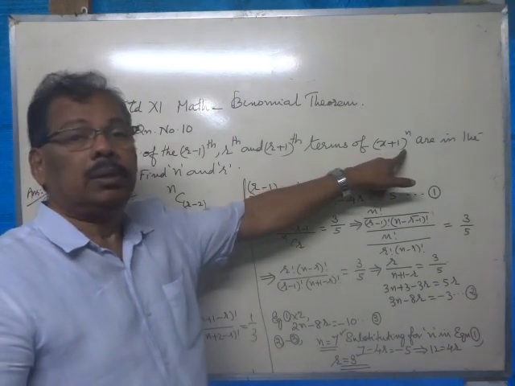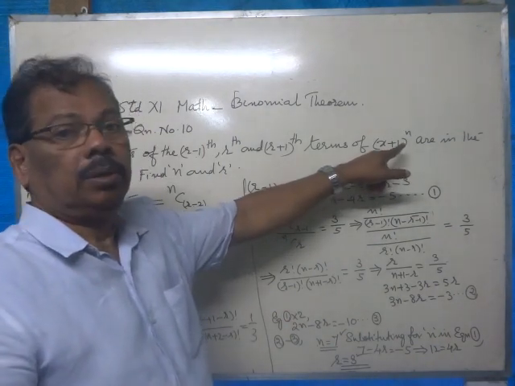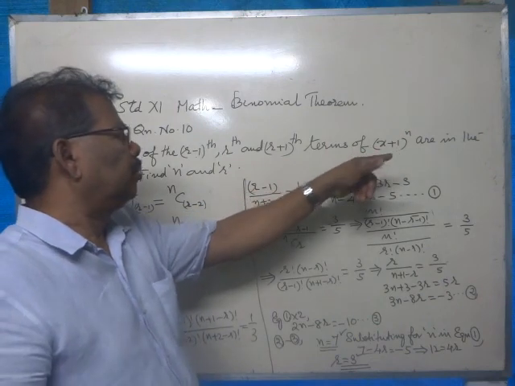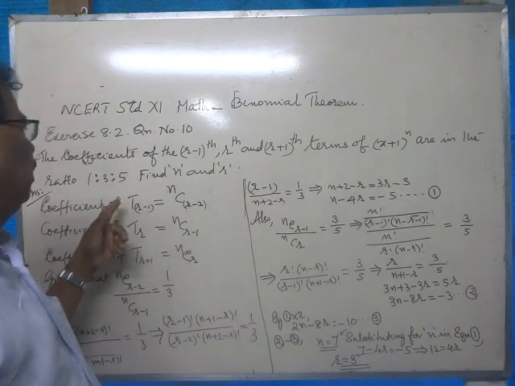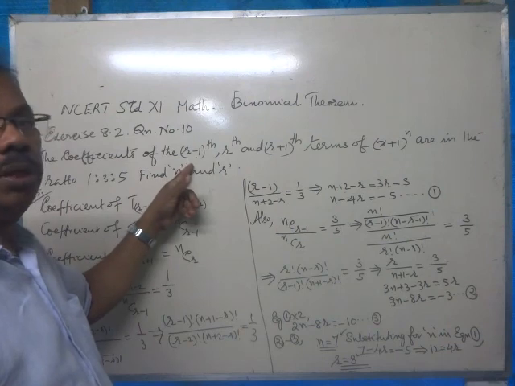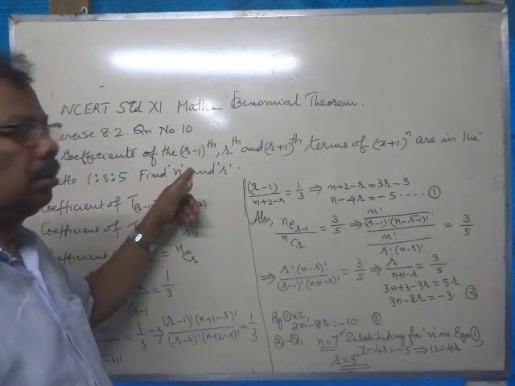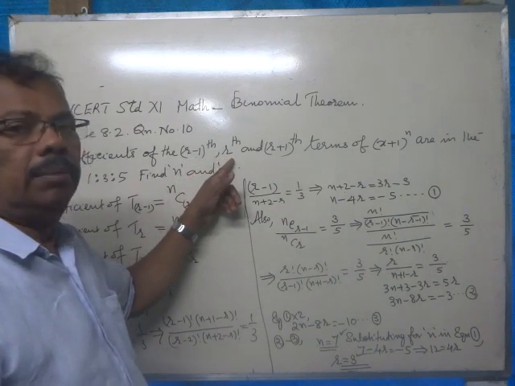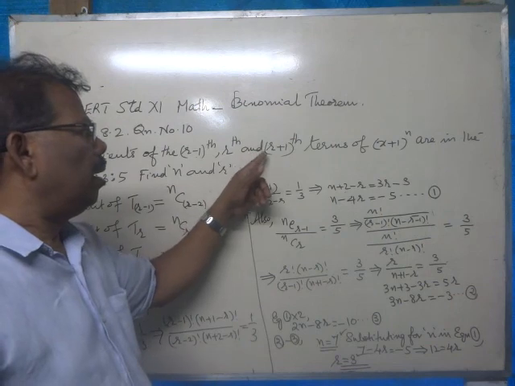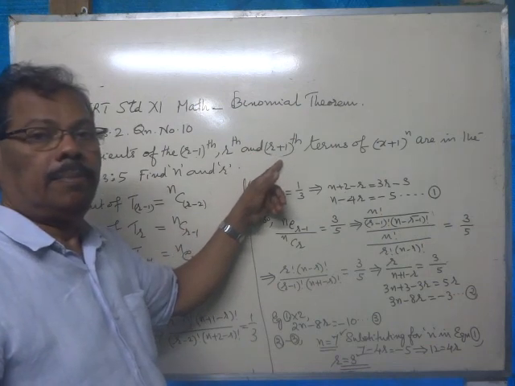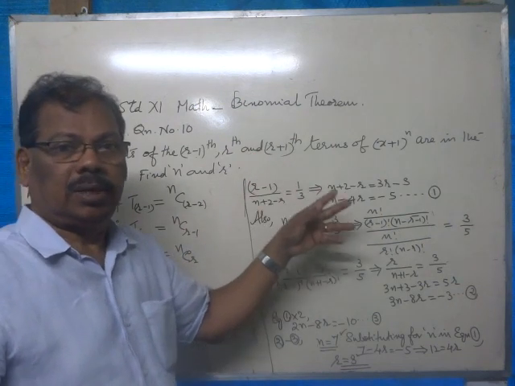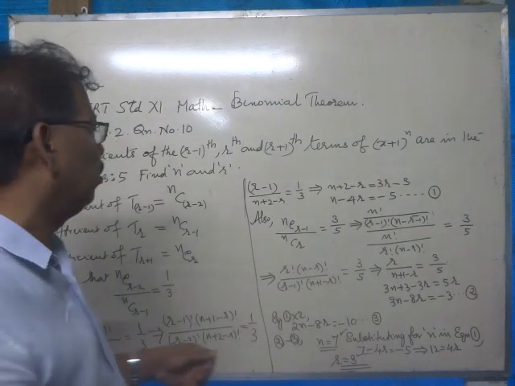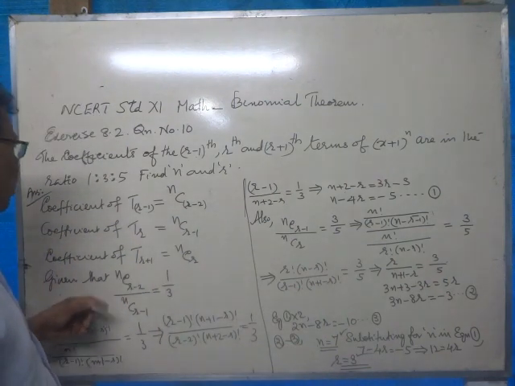When we expand (x+1)^n, it is found that the (r−1)th term, that is T(r−1), and the rth term, and the (r+1)th term are such that their coefficients are in the ratio 1:3:5.